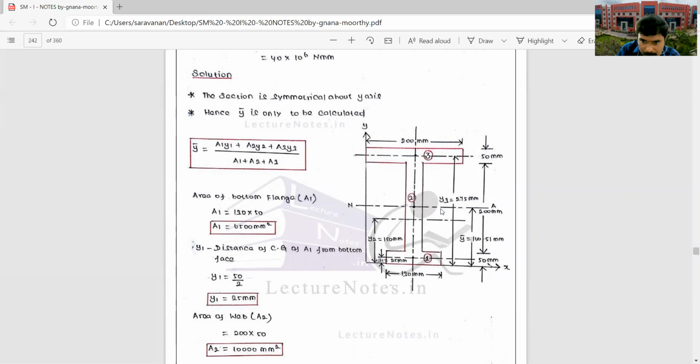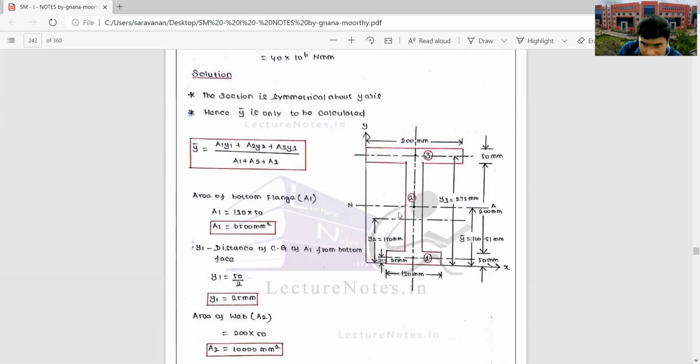So here, this total Y bar is 166.51. So here, how much is this distance, from here to half? The total is 300, right? 200, 50, 50. So half of the web is nothing but 150 mm. So from the bottom, the half of the web, section 2, is 150.